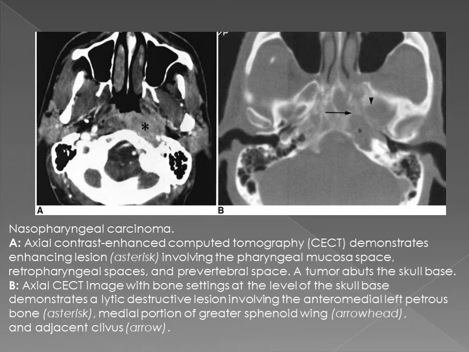This is image number B, an axial contrast enhanced CT scan with bone setting. The first one was a soft tissue setting; number B is a bone setting, determining the level of the skull base, and demonstrating if there is any lytic destructive lesion involving the petrous bone and the medial portion of the greater sphenoid wing and the clivus, which is part of the skull base.